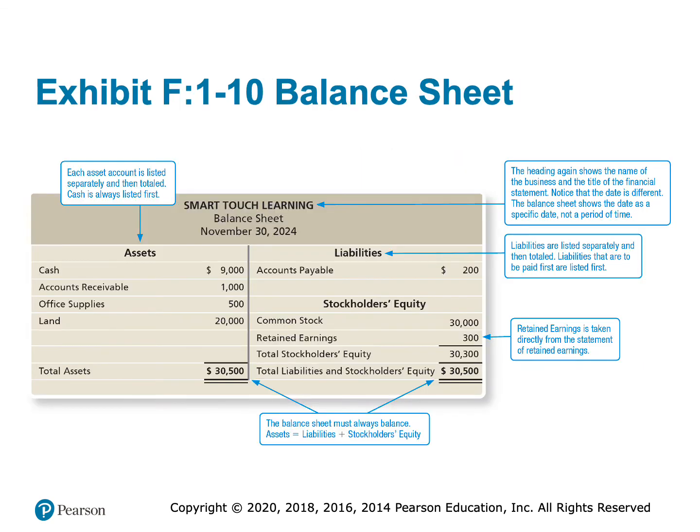So then we get to the balance sheet. This again is that accounting equation: assets are equal to liabilities plus equity.